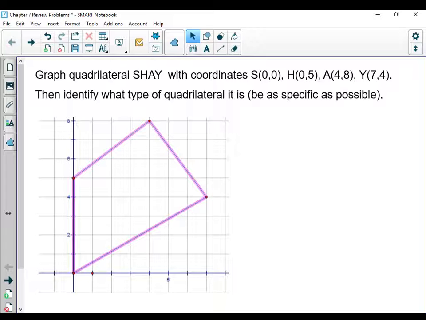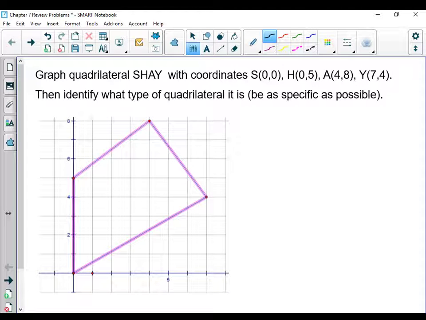So they want us to identify what type of quadrilateral it is, but we want to be as specific as possible. Before we can decide what kind of quadrilateral it is, some of the things that you'll want to find are how long the sides are and what the slopes for the sides are. So if we label the figure here, S was here, H was here, A was here, and Y was here. I'm going to go side by side and first figure out what the lengths are.